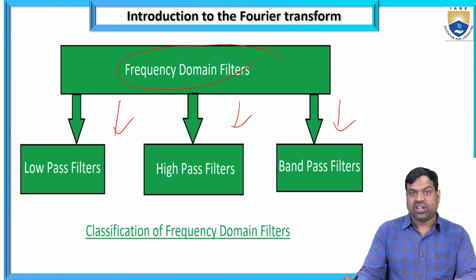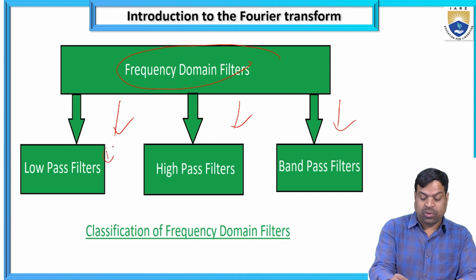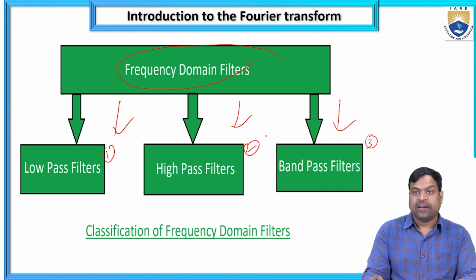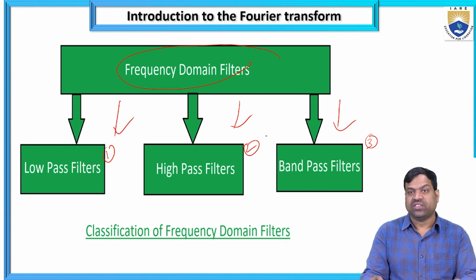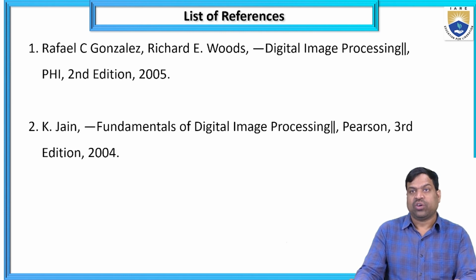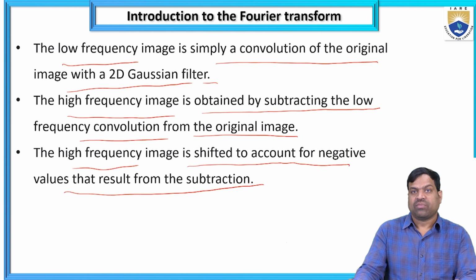Majorly we are using low pass filter and high pass filter, but in very rare conditions we are using band pass filters. So frequency domain filters are low pass filters, high pass filters, and band pass filters. These are the classifications of frequency domain filters. Low frequencies come from the original image, and high frequencies are the subtraction of low frequencies, shifted to account for negative values resulting from subtraction.